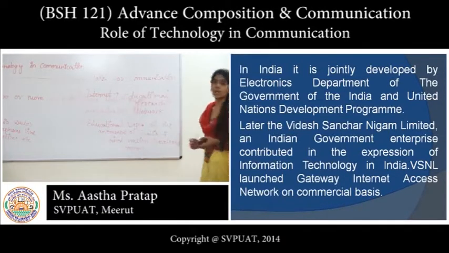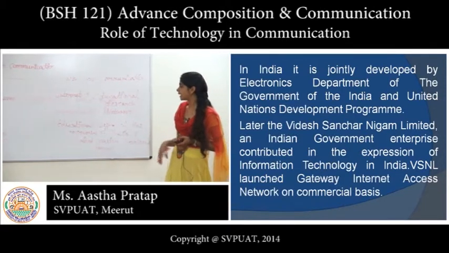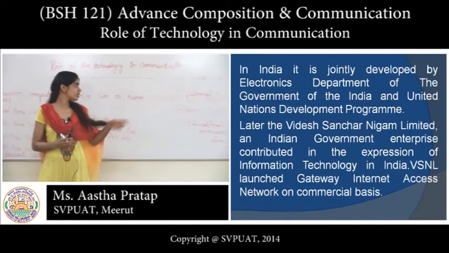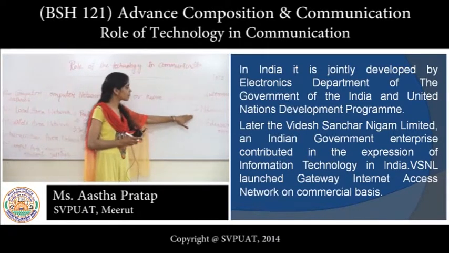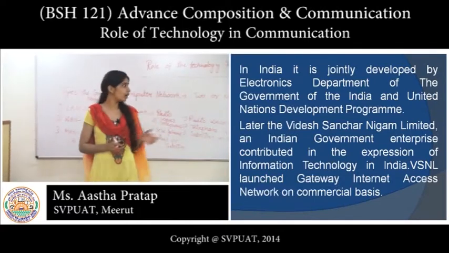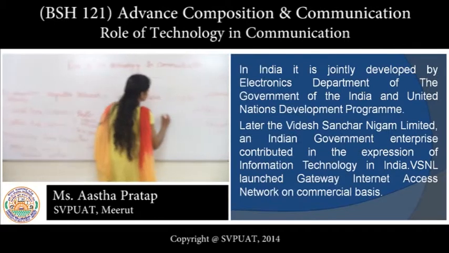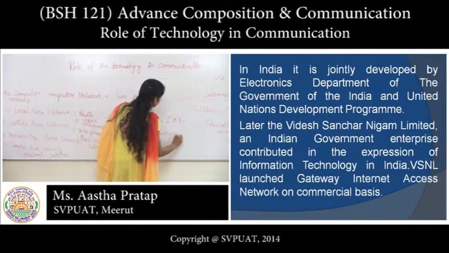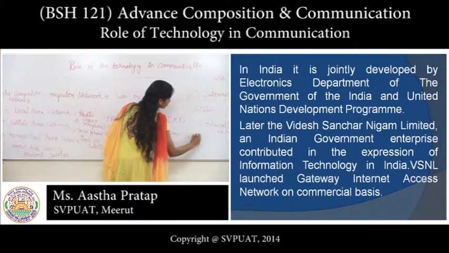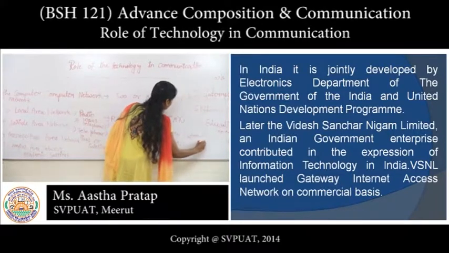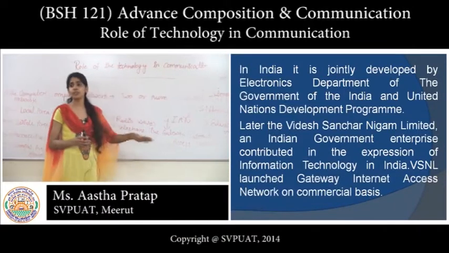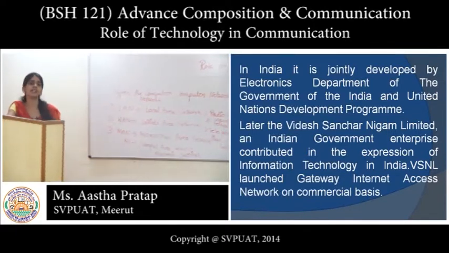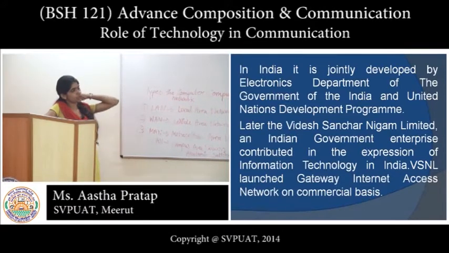Means these two organizations collaborated and they launched internet in India. Later, VSNL, Videsh Sanchar Nigam Limited, an Indian government enterprise, expanded information technology in India, and then VSNL launched GIAN, Gateway Internet Access Network, and this was launched mainly for commercial purposes. And today, through the efforts of BSNL, the whole of India is enjoying communication technology, or you can say the features of the internet.